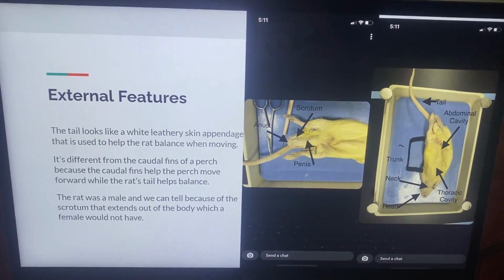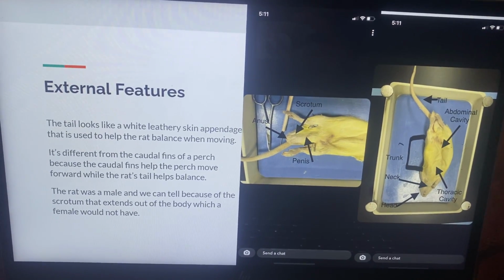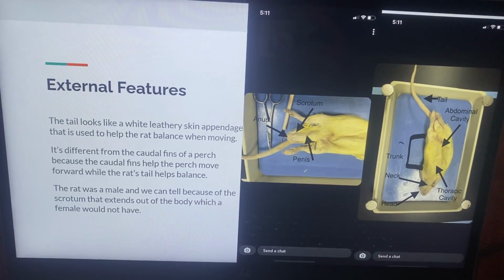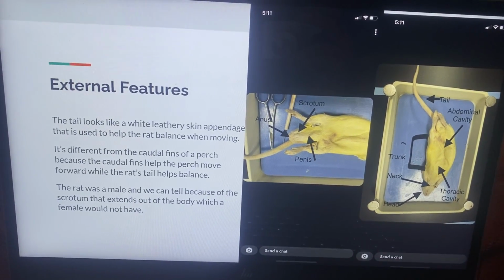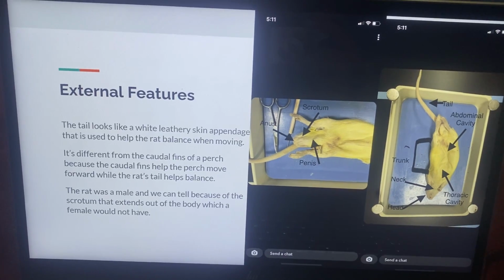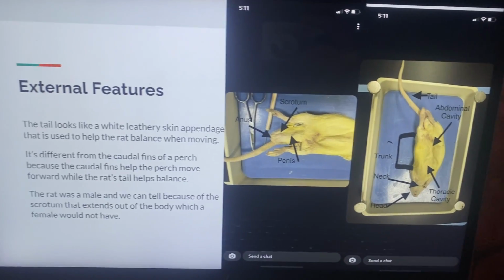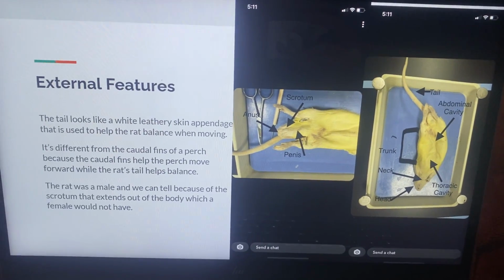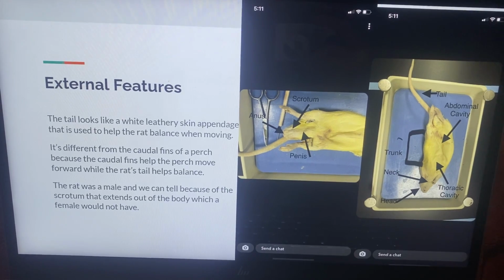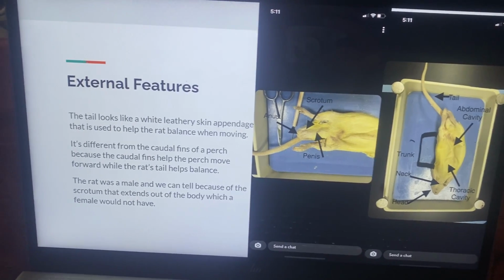Alright, so first off we have the external features. The tail, sorry for this description, it's not really the best. The tail looks like a white leathery skin appendage that is used to help the rat balance when moving. And then over here we can see my little pictures for it. It's not really the best, but it's what we can go through. If it were any better, I would have had a bit more zoomed up on the tail, but we got what we got.